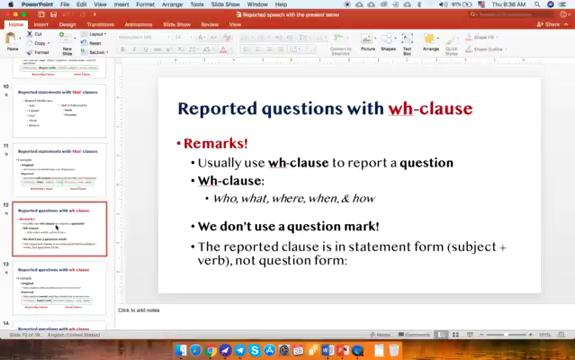Usually we use a WH clause to report questions, and I think you have known what WH is. Normally we understand WH questions. So here is the WH clause, because we use this WH clause in the reporting speech. What are they? They are who, what, where, when, and how. And normally in the WH question we use a question mark, but for the reporting speech we don't use a question mark anymore. So the reporting clause is in the statement form, like subject plus verb, not a question.